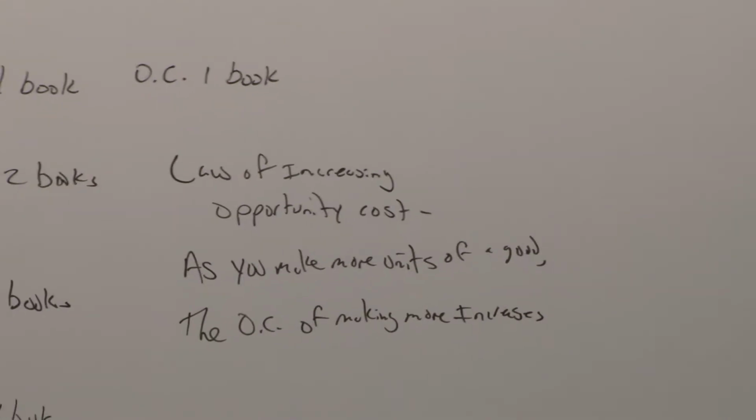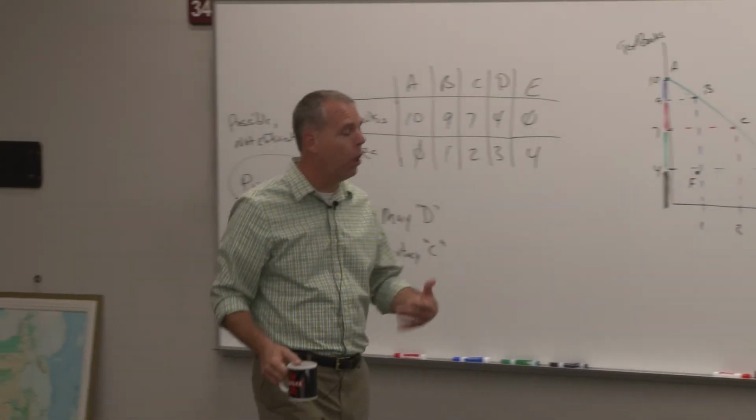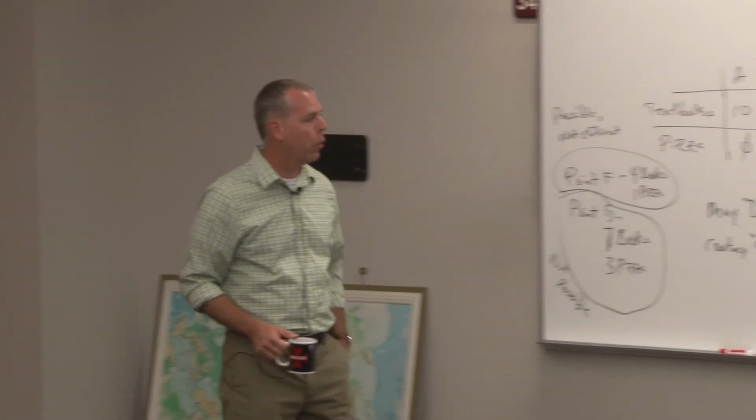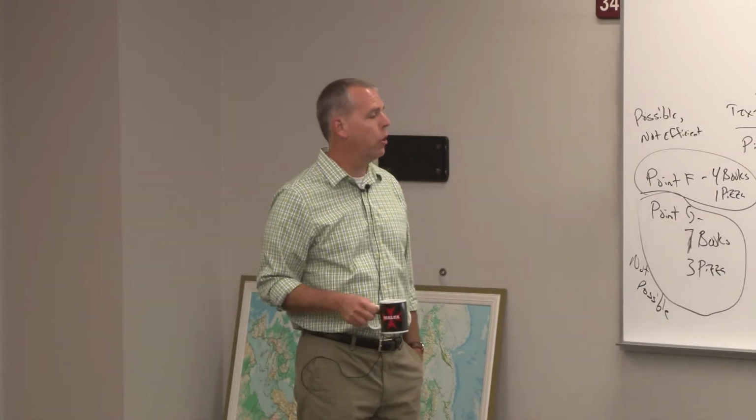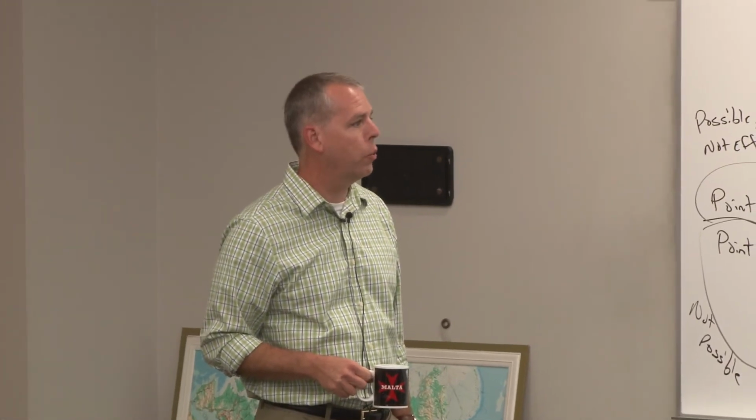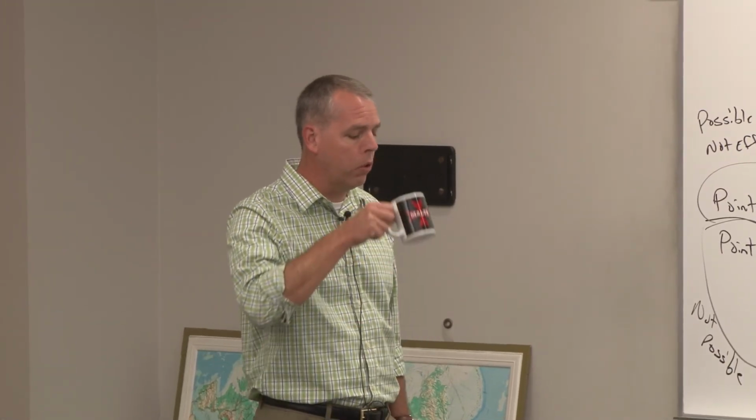So as we try to make more and more pizzas, the opportunity cost, what we're going to have to give up in terms of books, is going to go up. Right? And we can see that there. The first pizza only cost us 1 book. The second pizza, though, cost us 2 books. The third pizza cost us 3 books. The fourth pizza cost us 4 books.